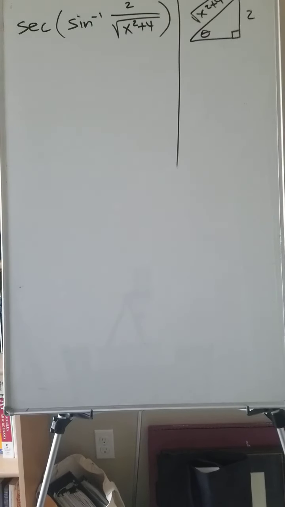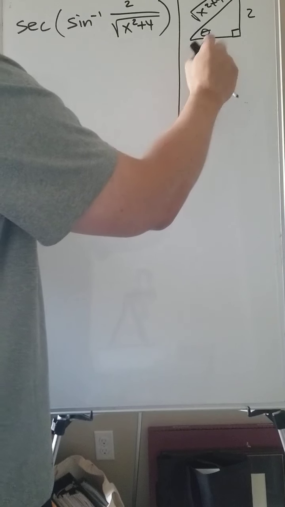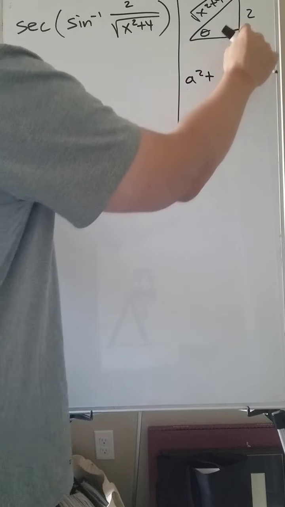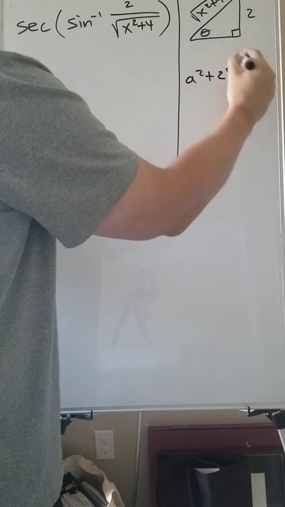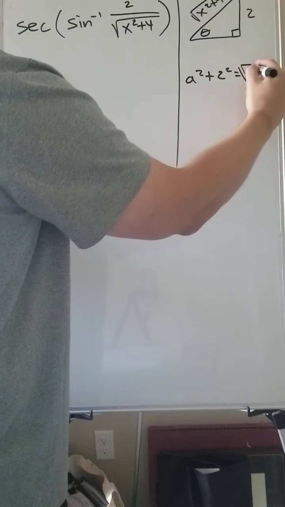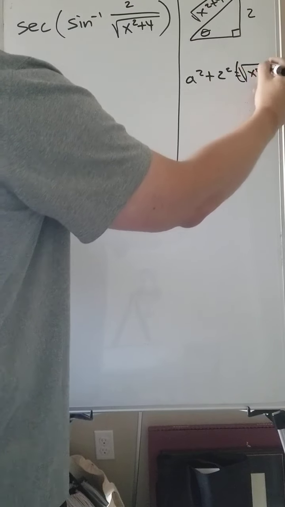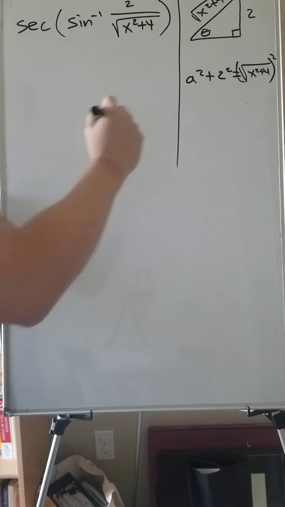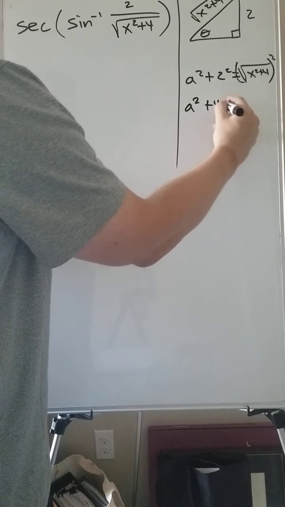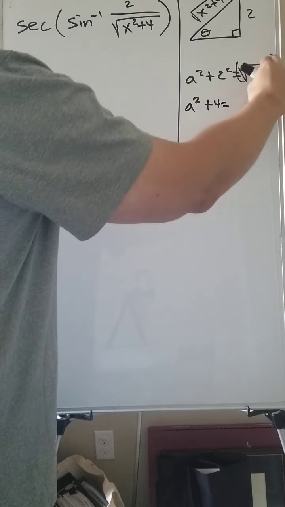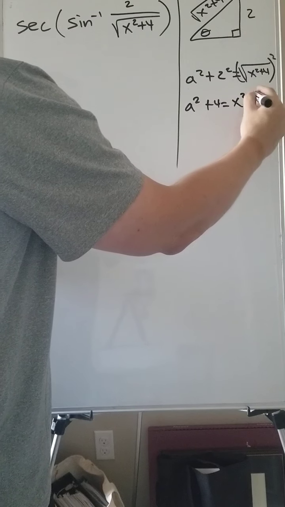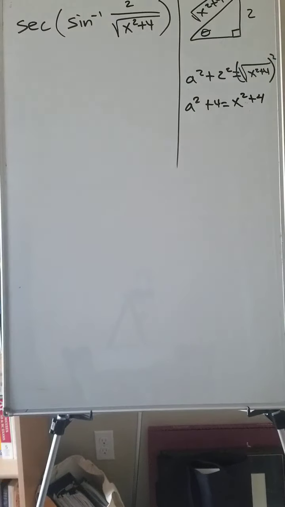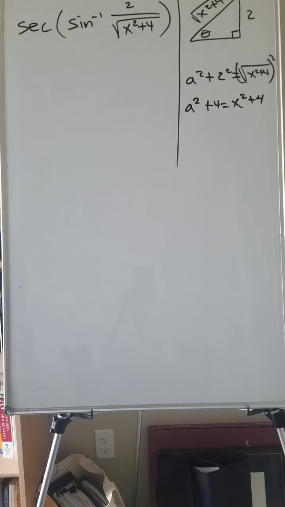And just like last time, I'm looking for the missing side length here. So how do you find it? Well, you do Pythagorean theorem. So I know that this squared, I'll just call it a for now, so a squared plus 2 squared is equal to the hypotenuse squared, so the square root of x squared plus 4 squared. So I get a squared plus 4 equals, well, what's going to happen when I square the square root? I just get x squared plus 4. The square root and the square cancel each other out.